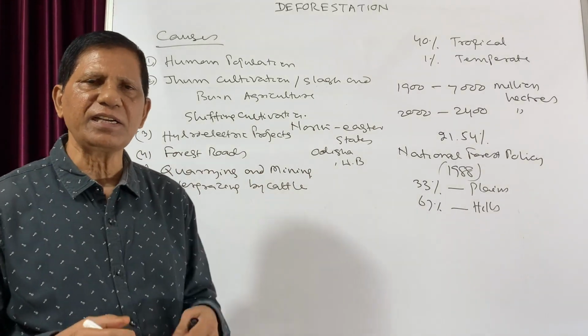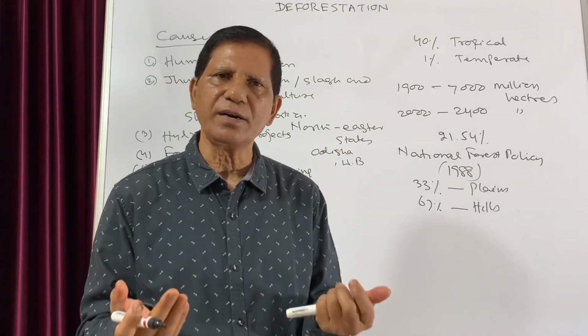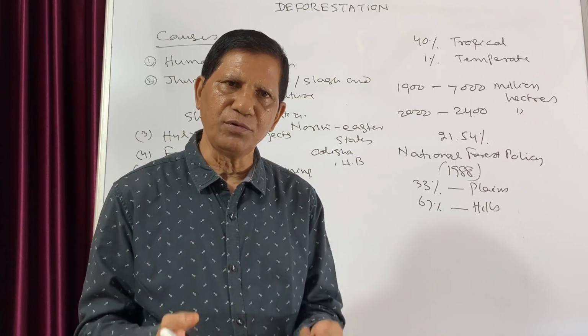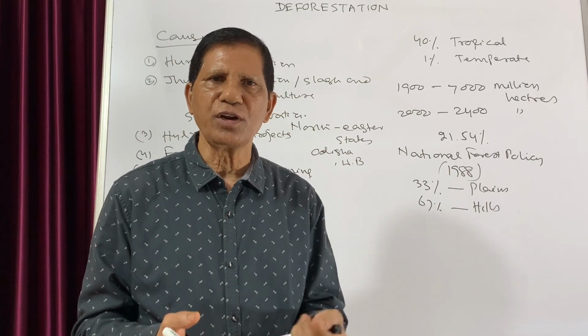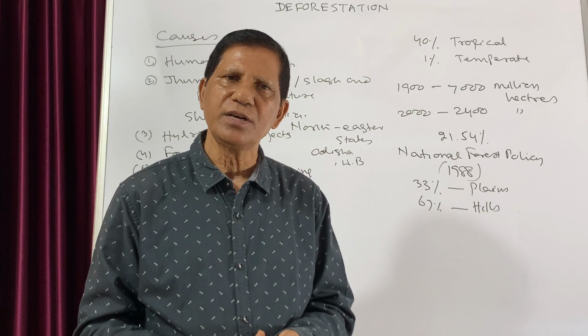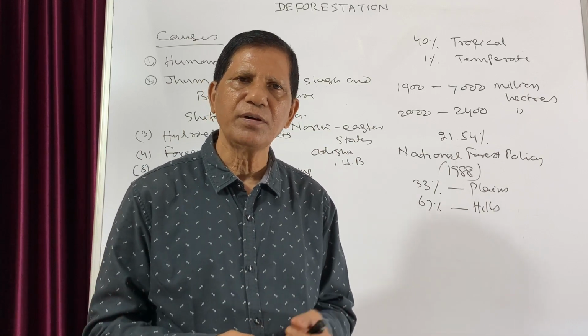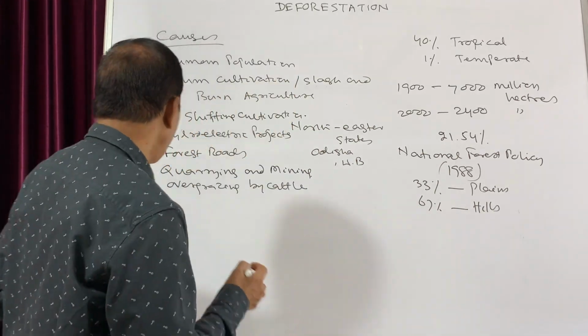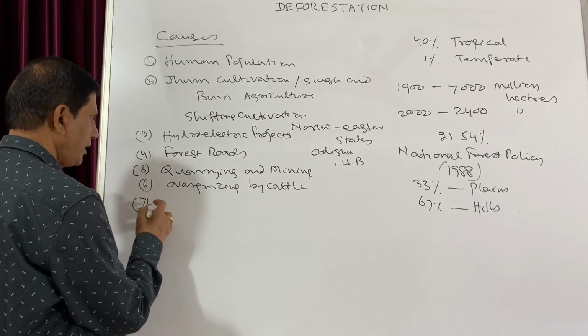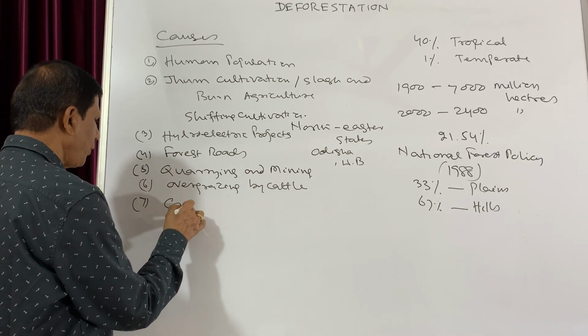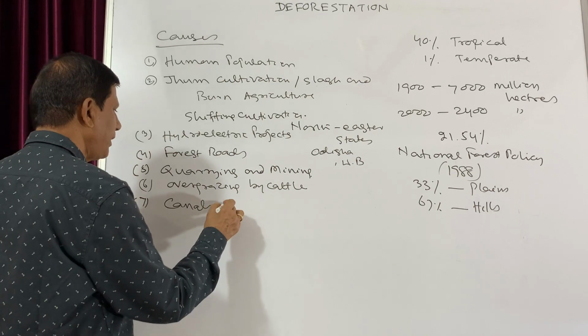With the increasing population, the number of cattle is also increasing, and for their food, they have to go to the forest to browse the leaves of the trees. So that is also one of the methods of deforestation. Then another point is, through the forest, usually canals are built.